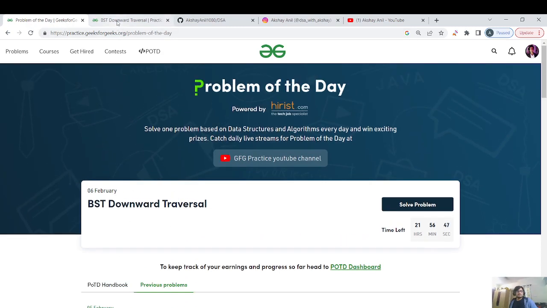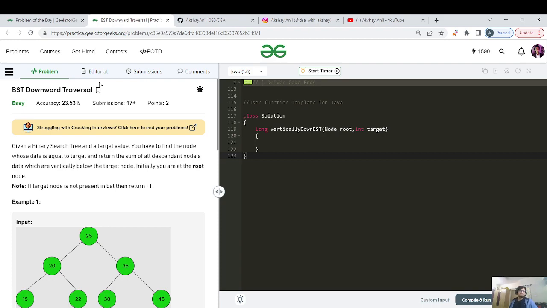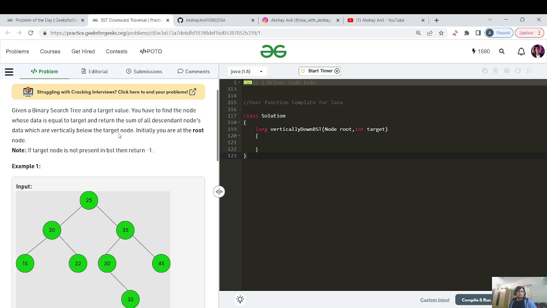So, let's get started with today's question. Today's question name is BST Downward Traversal. It's an easy category question. So, let's read the question and solve it with the different approaches, if there are any available.